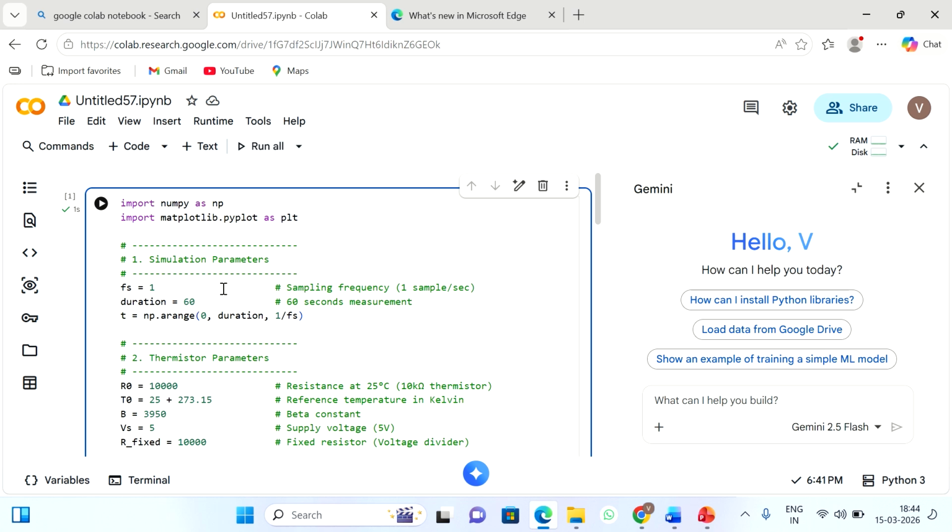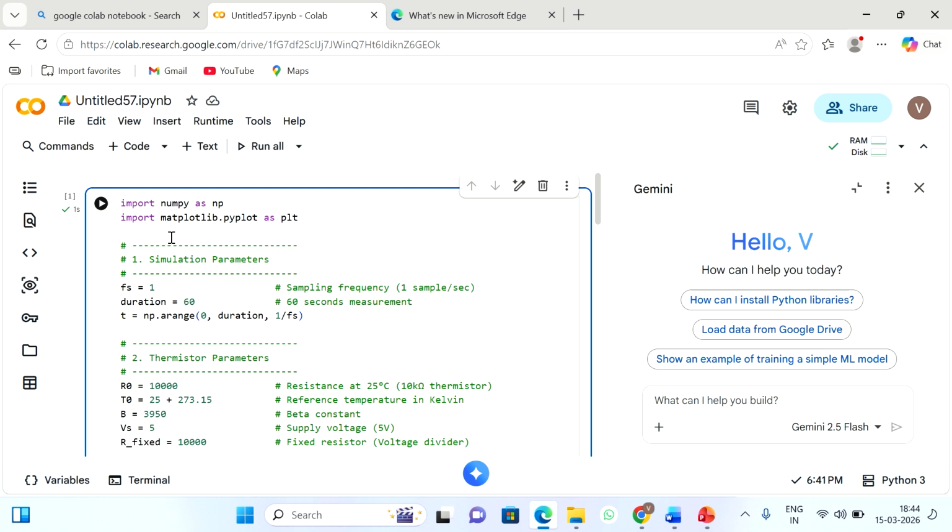Normally the beta equation is 1/T equal to 1/T0, that is the initial temperature, plus 1/B times ln(R/R0). So R is the resistance at any time, and R0 is the resistance at the initial temperature T0, and R is at T. Then the typical output we will get is a normal body temperature of 36.5 degrees Celsius to 37.5 degrees Celsius. Then a small sinusoidal variation simulates physiological fluctuation.